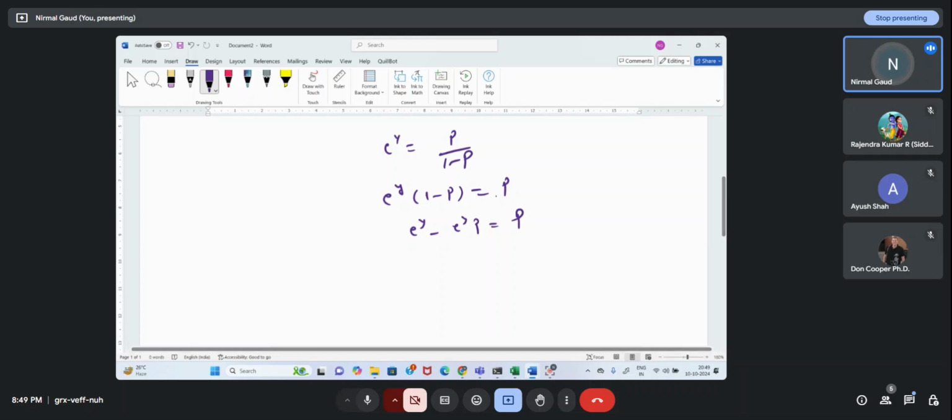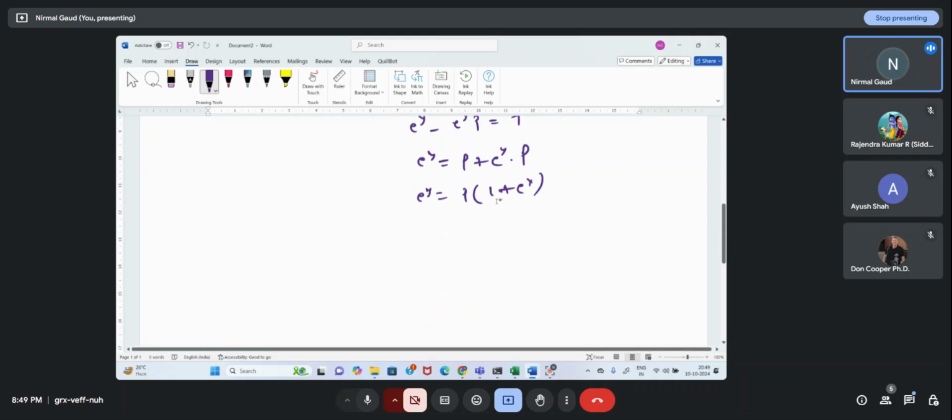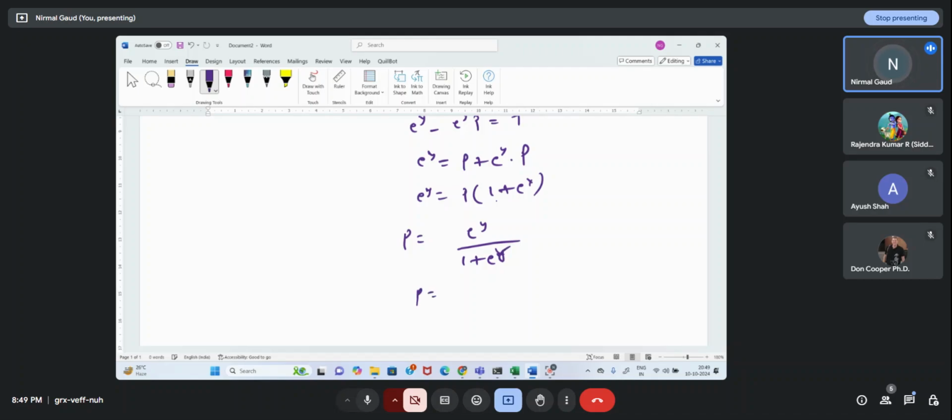Then take this term to the right hand side. So e to the power y equals p plus e to the power y into p. Then e to the power y equals p common, 1 plus e to the power y. Then p equals e to the power y upon 1 plus e to the power y. Dividing by e to the power y, p equals 1 upon 1 plus 1 upon e to the power y. It can be rewritten as p equals 1 upon 1 plus e to the power minus y.